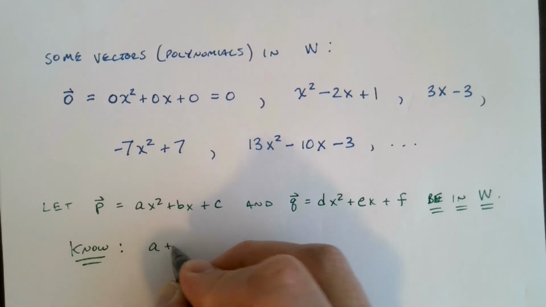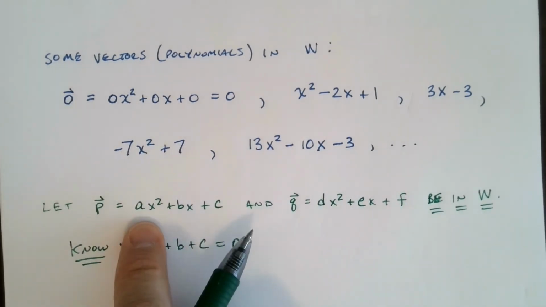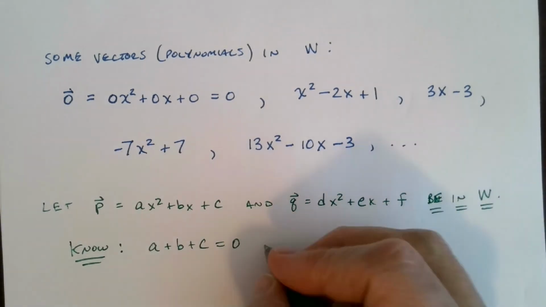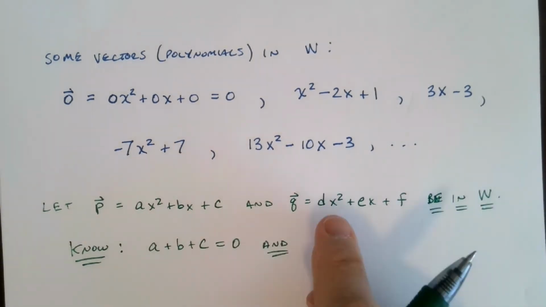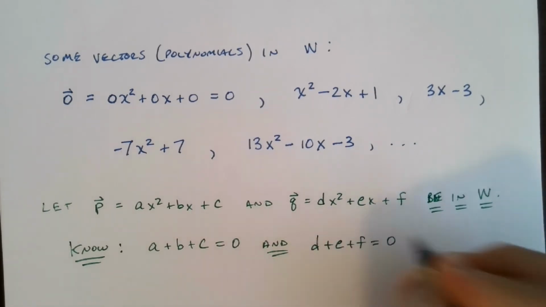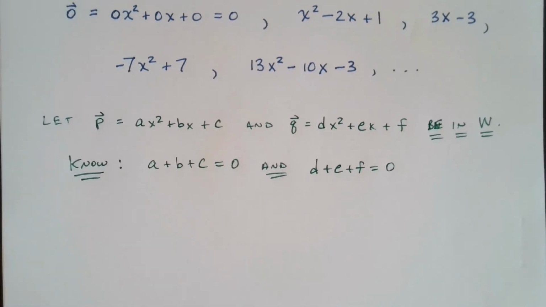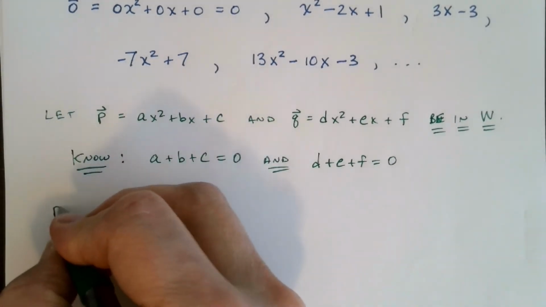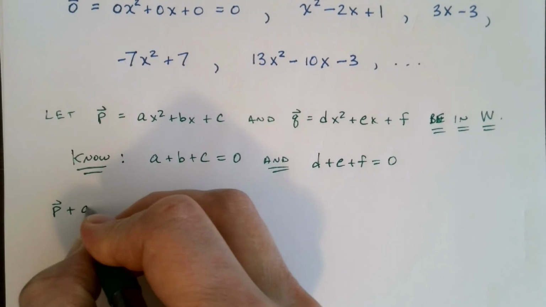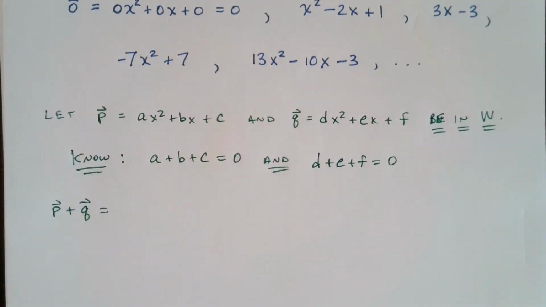The only thing I know is that a plus b plus c must be what? 0, since this polynomial is in the set W. And what else do I know? Since this polynomial is in there, I know d plus e plus f is equal to 0. Those are the facts I know. Now, I use those facts to show closure under addition and scalar multiplication. So what is under addition? If I add these two arbitrary polynomials together, what do I get?